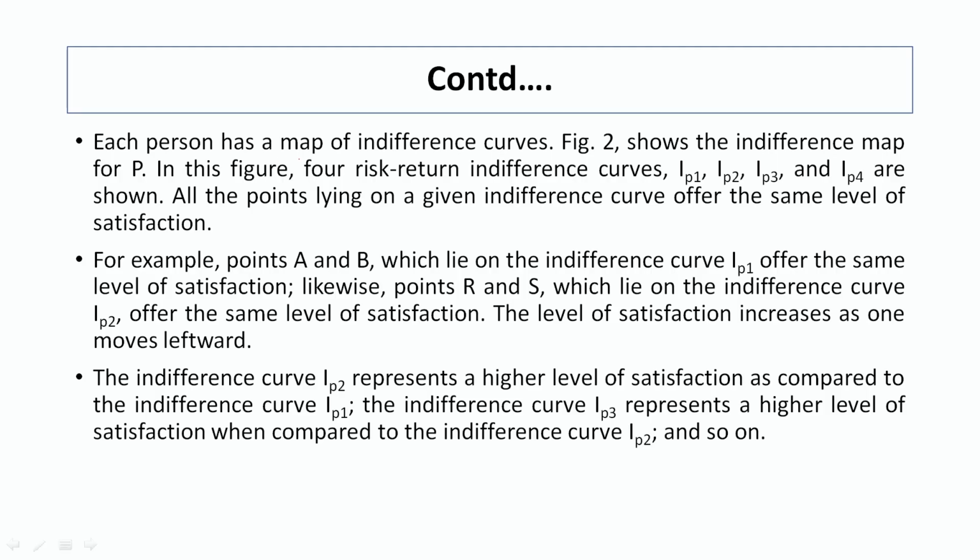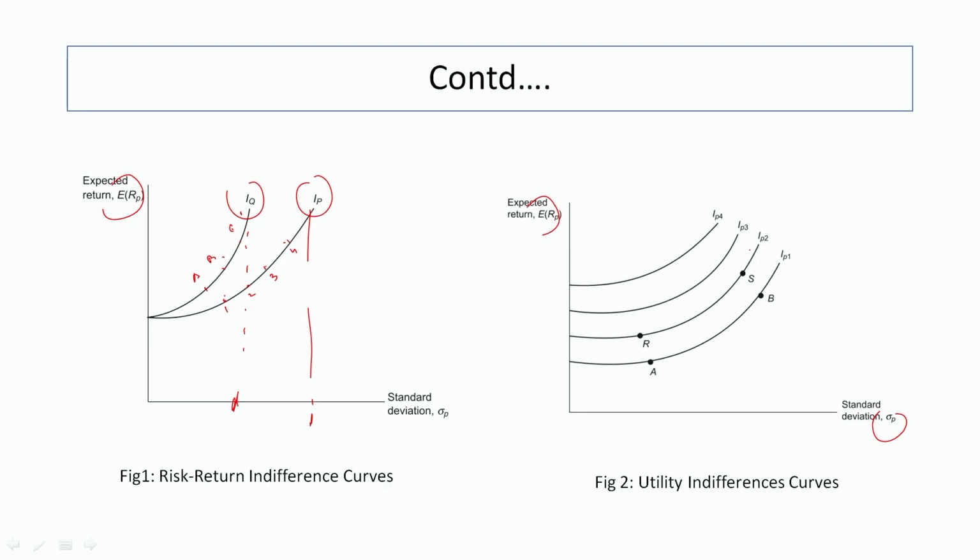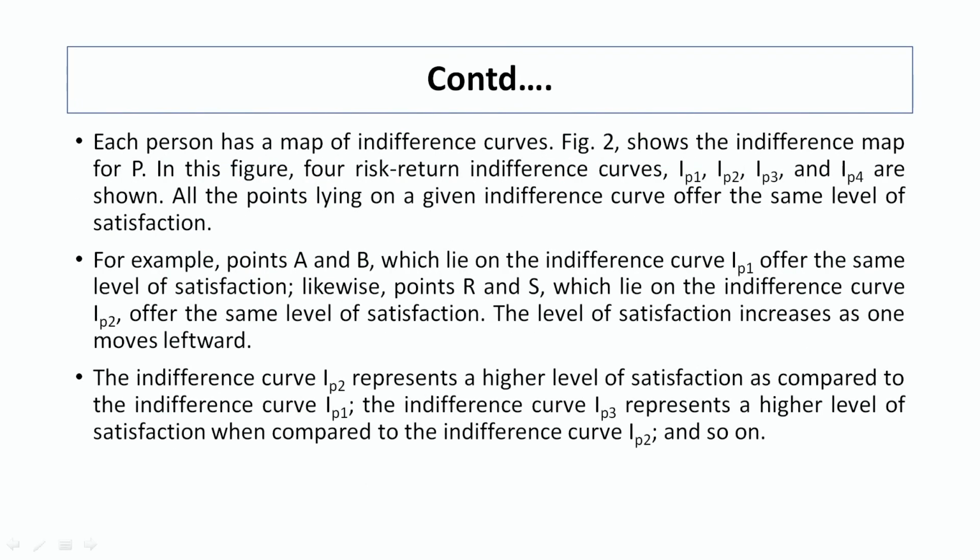Now each person has a map of indifference curves, which is shown in figure 2. We have seen that there are different maps for investor P. In that particular indifference curve map, there are 4 curves, that is P1, P2, P3, P4. All the points lying on a given indifference curve offer the same level of satisfaction. So for example, points A and B, which lie on indifference curve P1, offer the same level of satisfaction. Similarly, R and S provide the same level of satisfaction, lying on indifference curve P2. The concept is similar to the indifference curve that we have studied in economics.